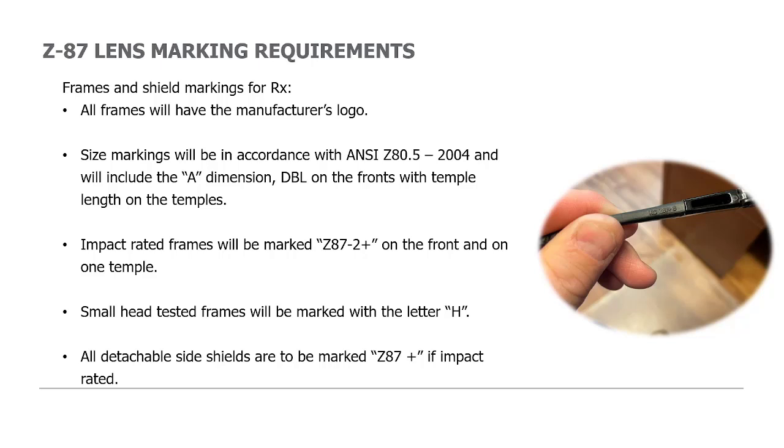And then your impact rated frames are going to be marked with Z87-2 plus. Remember, the plus is going to be for impact related. Those are going to be on the front and on one temple. Like we said earlier, the small head tested frames will be marked with the letter H. All detachable side shields are to be marked with Z87 plus if they're impact related. Z87 is going to be on most of your eyewear.